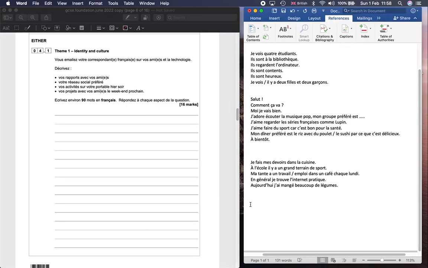So let's start by saying salut. Comment ça va? So comment ça va is quite informal, right? Because if you were writing to a professor or someone maybe at your work, say comment allez-vous? But since we are writing to a friend, it's quite informal, so it's gonna be comment ça va? You can say moi je vais bien. Me, I'm doing well.